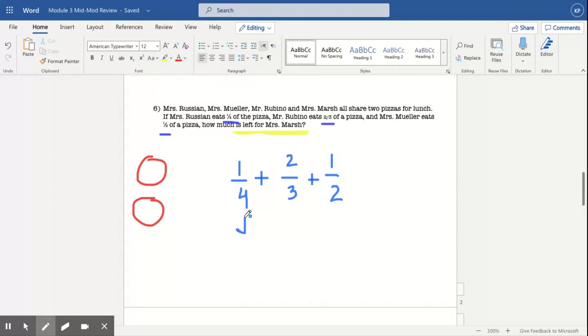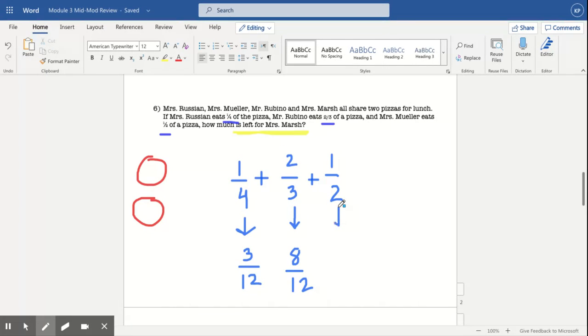So we're going to go ahead and change these fractions so that they all have 12 as their denominator. I know it takes 3 4s to make 12, so that's what I have to multiply the top by. 1/4 is then going to become 3/12. So Ms. Russian's 1/4 is the same as eating 3/12. Then I look at Mr. Rubino's 2/3. What do I have to multiply 3 by to get to 12? 4. So I'm going to have to multiply the 2 by 4 as well, which means his 2/3 is the same as 8/12.